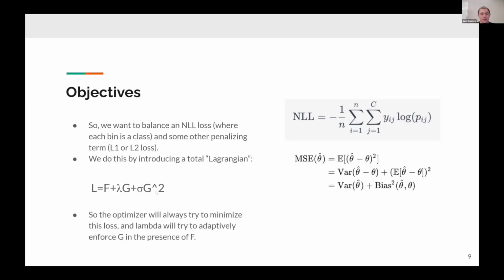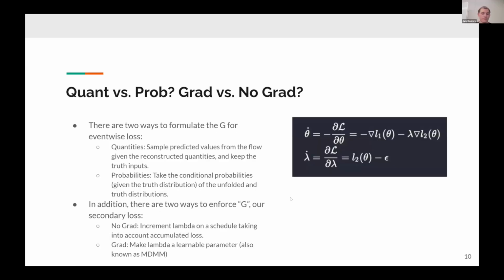So we have G squared, which represents that we ultimately want to reduce this loss, which is scaled by rho. And we have our lambda, which is an adaptive regularization parameter to try to balance F and G. So this optimizer, like any neural network, will try to minimize this loss, and lambda will try to adaptively enforce G in the presence of F as training goes on.